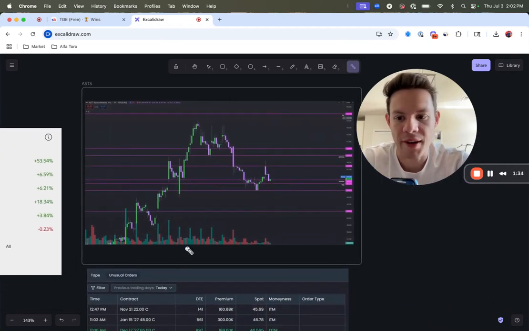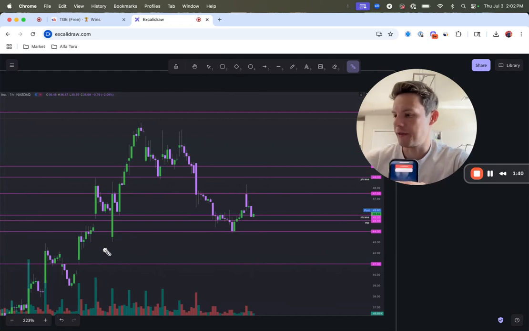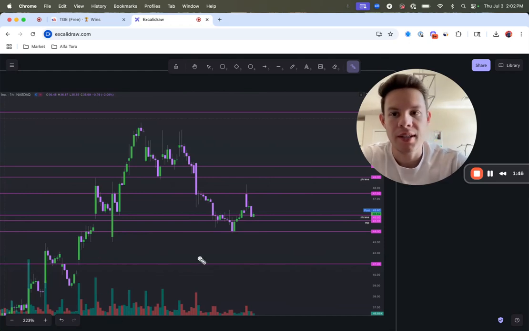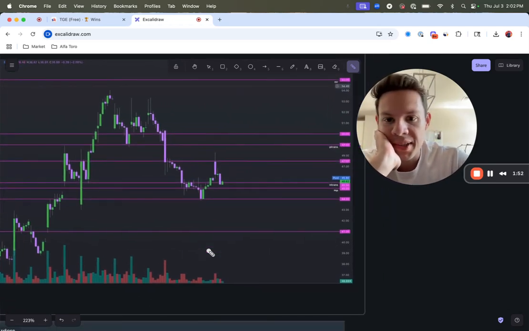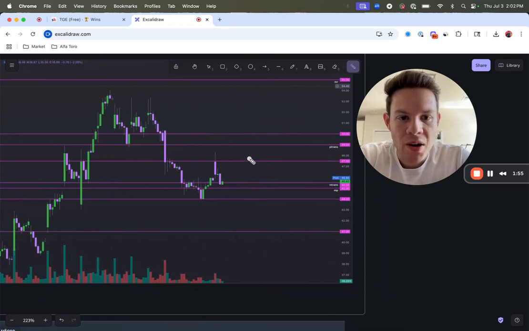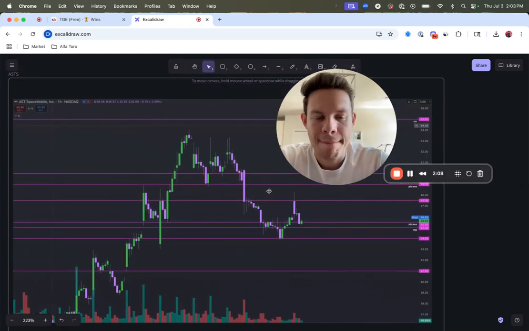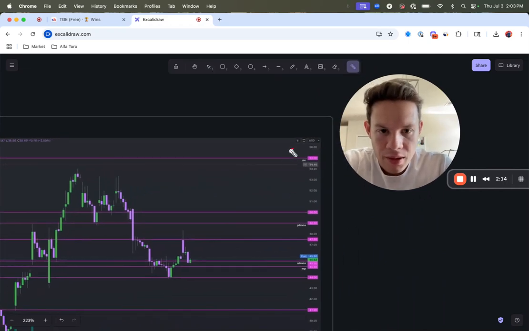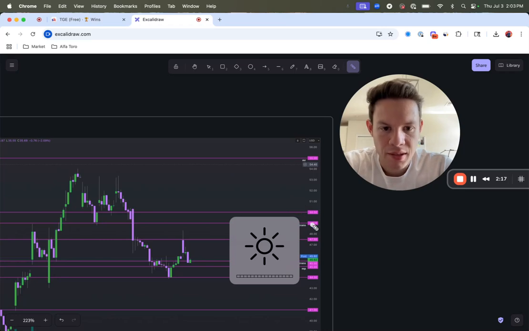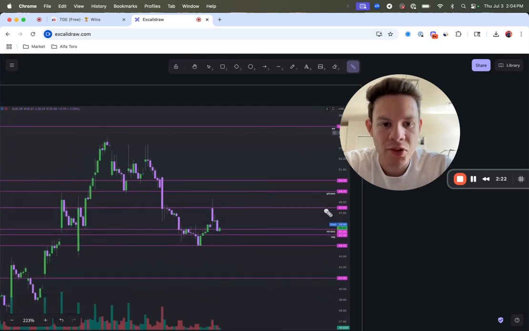All right, let's go over this chart right here. Here are the levels for ASTS. What I'm seeing here are all these purple lines, which you'll see. P-trans. Where am I getting all these levels? These levels are really important.